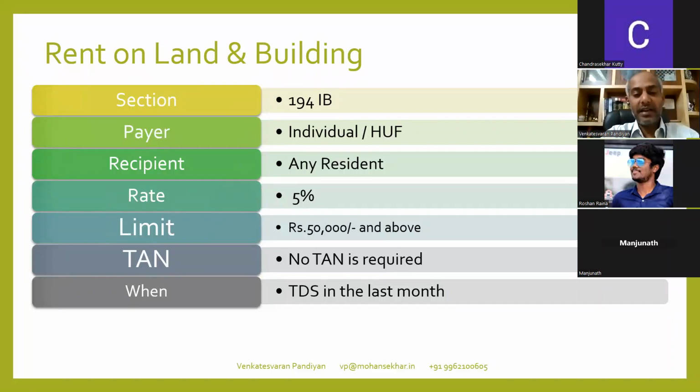And when is it to be deducted? The TDS is to be deducted in the last month. So take the entire amount of rent paid during the year, calculate 5%, deduct it in the last month, and remit the amount. A question may arise: what if the tenant vacates the house in between? Instead of March, I vacated in June. So the last month is, say, January. In that month, you will have to deduct TDS and remit it.